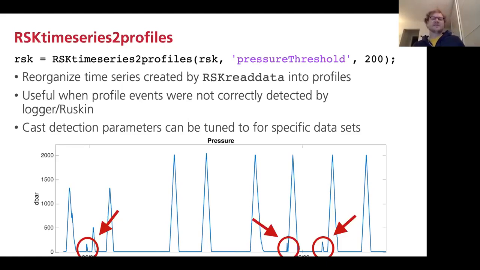So you can actually read the data as a time series and then run the cast detection algorithm in RSKtools to find the profiles, but then you can tweak certain parameters to help you discard things that are not actually profiles.